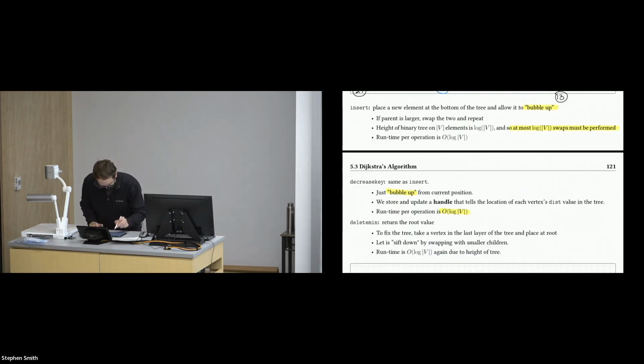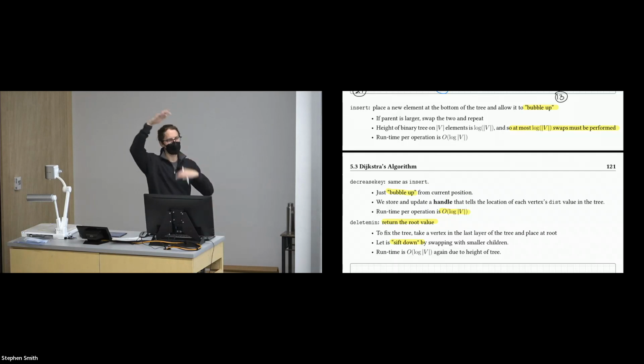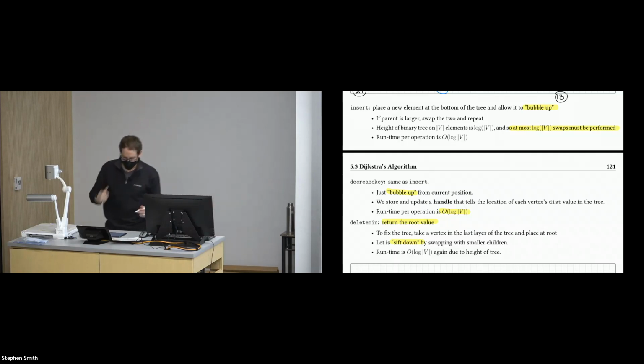So to do delete min, return the root value, and then to fix the tree, take a vertex in the last layer and place it at the root and sift down by swapping with the smaller children. Again, since the height of the tree is log V, I do at most log V swaps. And so the runtime is order log V.